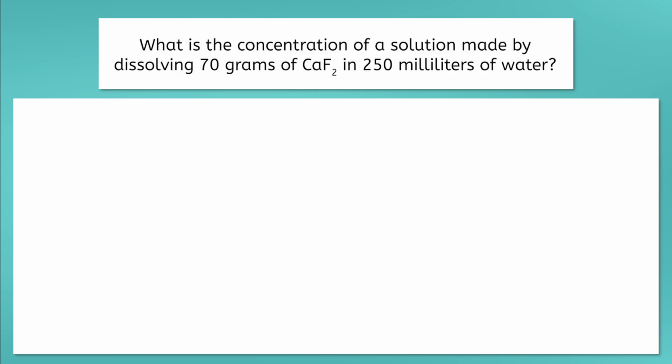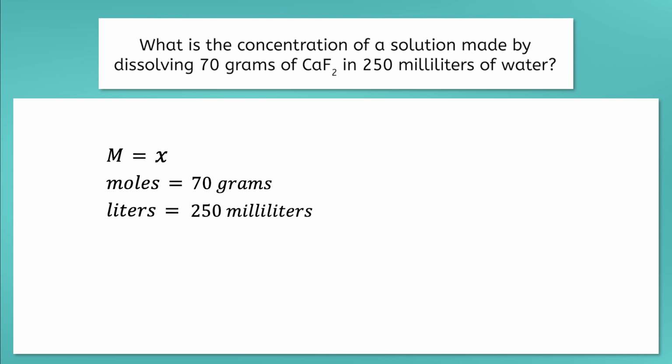Okay, one more. That's it, I promise. What is the concentration of a solution made by dissolving 70 grams of calcium fluoride in 250 milliliters of water? Let's start with our list. M is our unknown, so it gets an x. We put the volume, or 250 milliliters, next to the L. And finally, we place the number of grams, 70, next to the moles. How are our units? Oh no! Neither of them are correct.